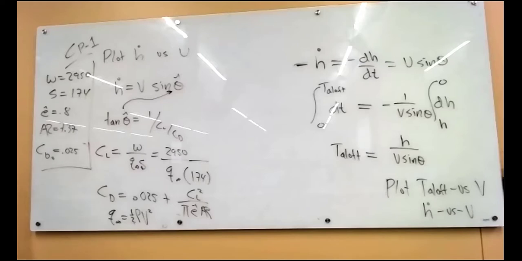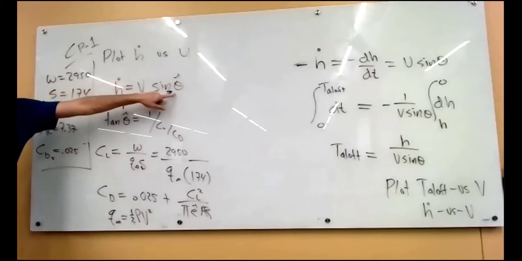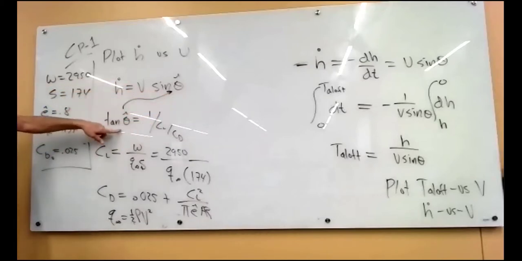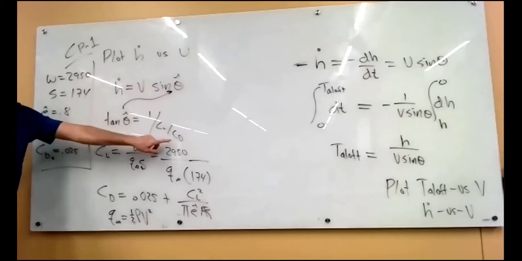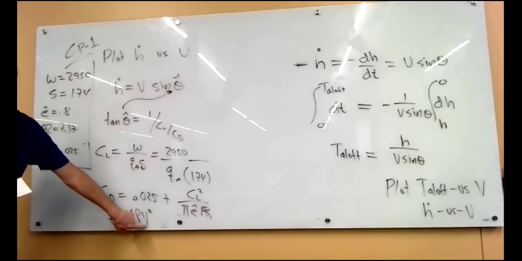So let's do this in a spreadsheet. Is everybody following through? Do I need to explain how we're doing this? Again, we're plotting this versus velocity. So velocity, that's going to be an independent variable. We need to calculate theta. Theta comes from this. Well, we need CL over CD. So here's CL, here's CD. To get those, we need Q infinity, which depends on velocity, the independent variable.